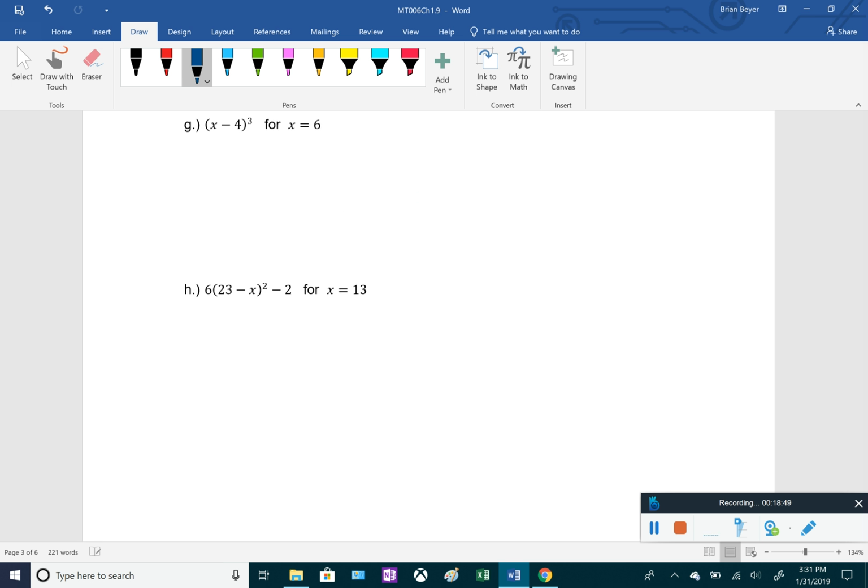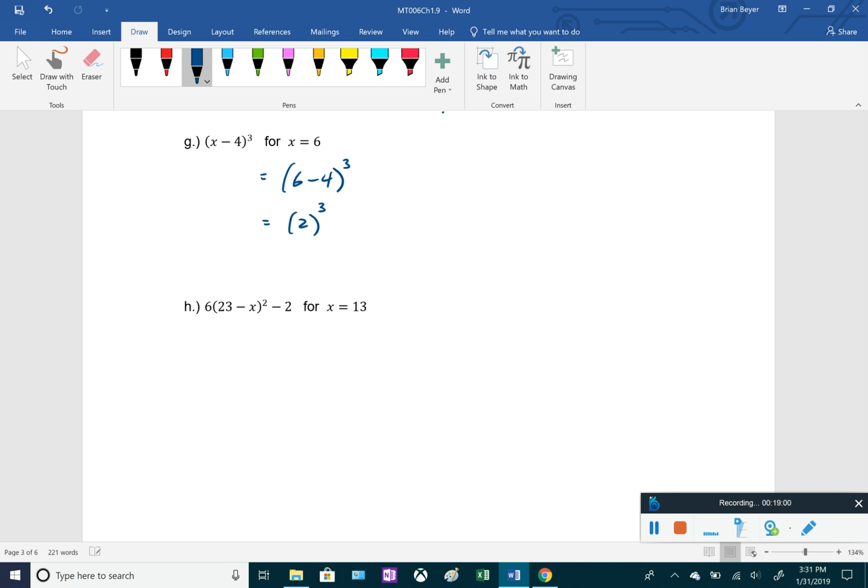Next one, I think these are the last two here. We have (x minus 4) cubed for x equals 6. So (6 minus 4) cubed, which is 2 cubed. Once again, we can drop those parentheses if we want because the base is positive. So 2 times 2 times 2 is 8.